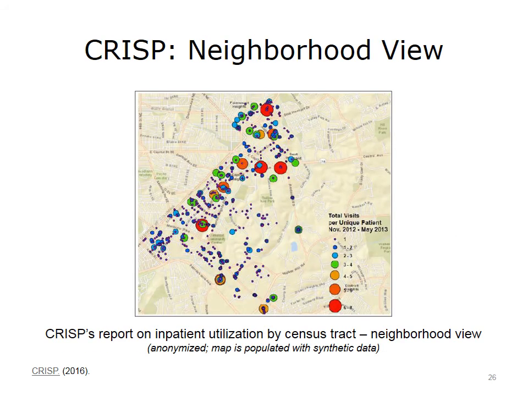CRISP's utilization maps can also be drilled down into neighborhood levels. In this map, inpatient utilization rates are depicted based on each neighborhood. Risk scores for future utilization rates will be assigned to each of these centers in the near future.